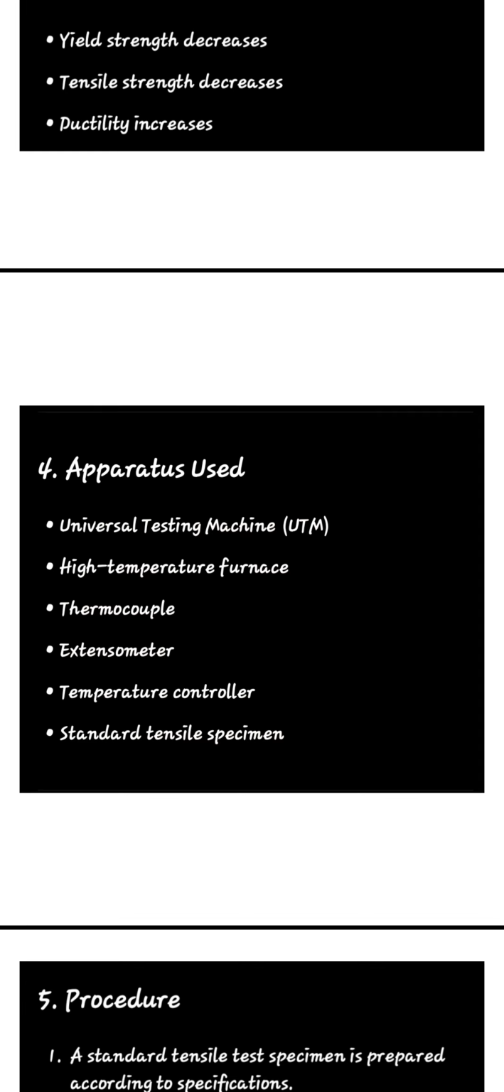Apparatus used in hot tensile testing. First one is the universal testing machine. Second one, high temperature furnace. Third one, thermocouple. Fourth one, extensometer. Fifth one, temperature controller. Sixth one is the standard tensile specimen.